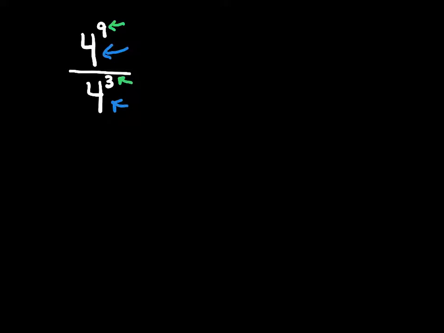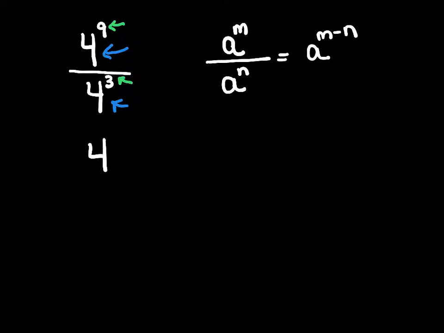Well, we say in this scenario that a to the m divided by a to the n is equal to a to the m minus n. Okay, so our a's are our 4s, and then we have our m's and our n's, which are our 9s and our 3s. So 9 minus 3 is 6. So the answer to this is 4 to the 6th. Okay, let's try one more.